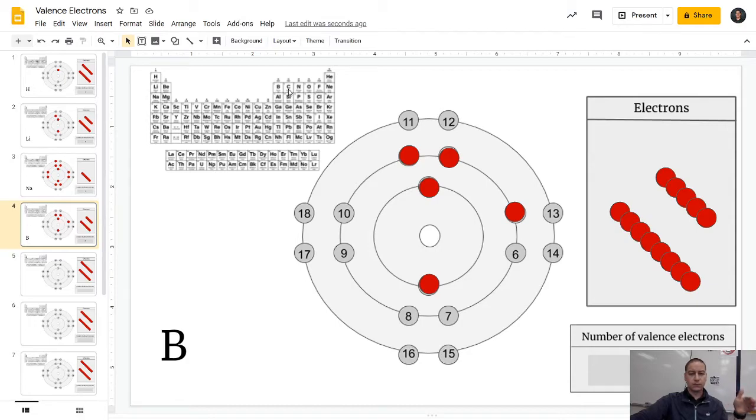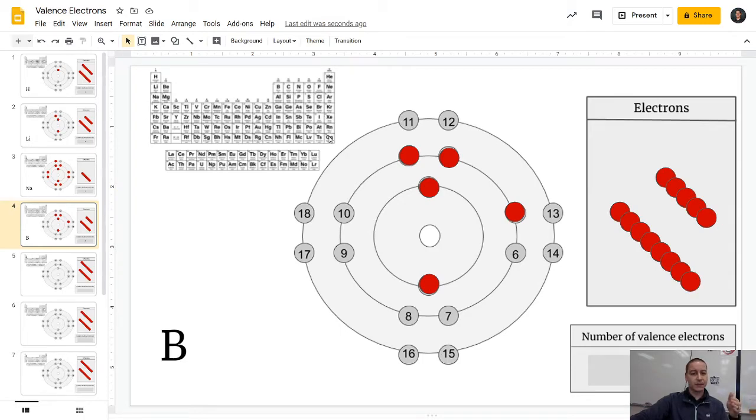Go one column over. Notice our pattern. Column 1 was 1 valence electron. Column 2 was 2. 13 has 3. And then as we keep going across these columns, we just keep adding 1 valence electron each time. So group 14 would have 4. Group 15 would have 5. 16 has 6. 17, 7. And 18 would have 8.